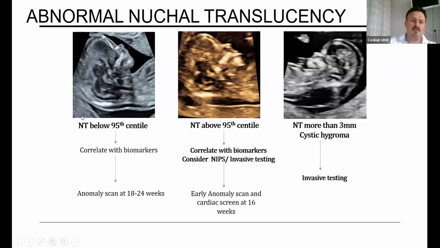Abnormal nuchal translucency: if NT is below the 95th centile, let's correlate with biomarkers and then check the baby again at 20 weeks. If the NT is above the 95th centile, invasive testing is an option. Also, you can consider NIPT for parents. And an early anomaly scan at 16 weeks is very important. If the NT is more than 3 millimeters, invasive testing is a must, an obligation for the family and for the baby.